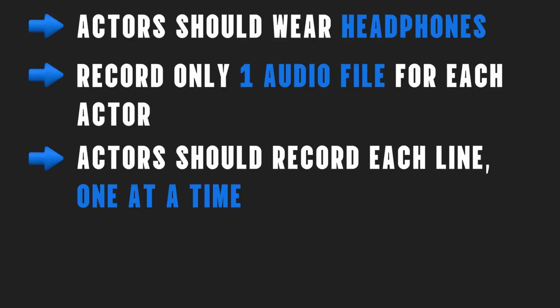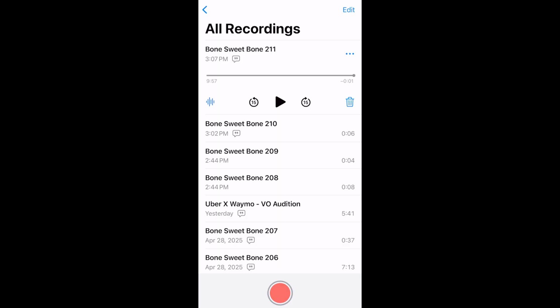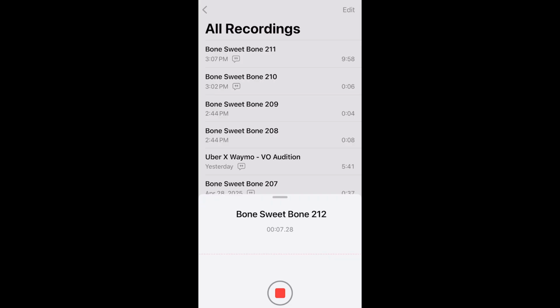But again, all in one audio file. Don't stop the recording after each line, but have them go line by line. The final best practice is leave 10 seconds of silence at the beginning of your audio file. So once you hit record, have 10 seconds of silence and then have the actors go into their lines. This is going to be necessary for the next step.